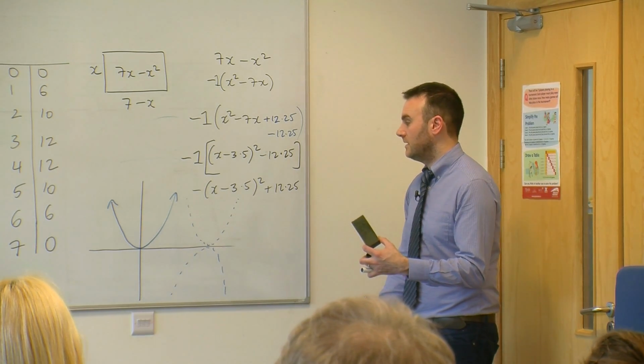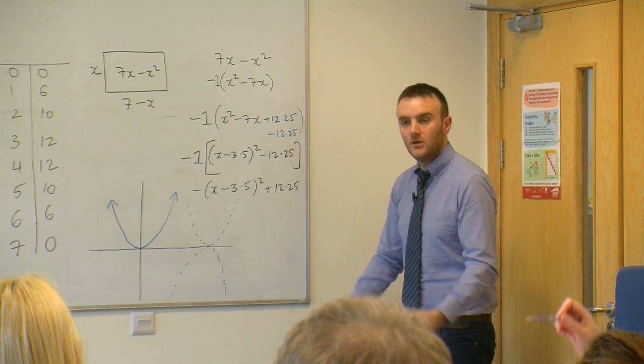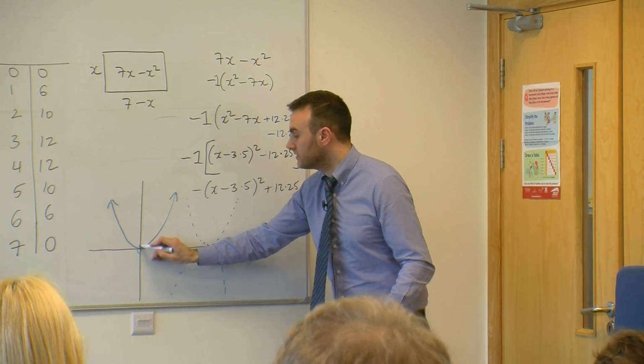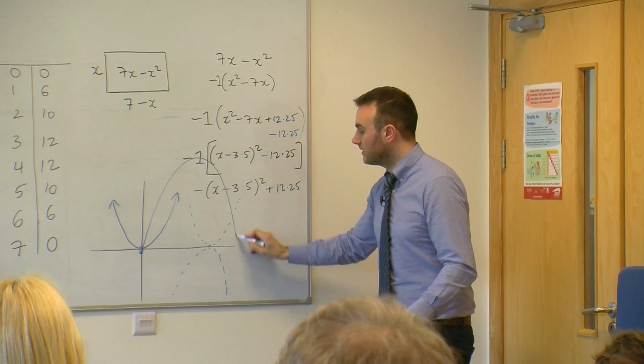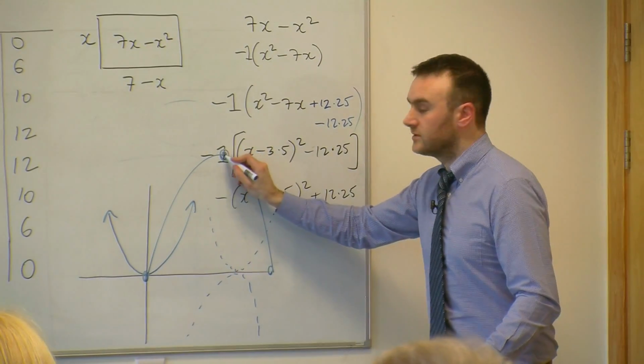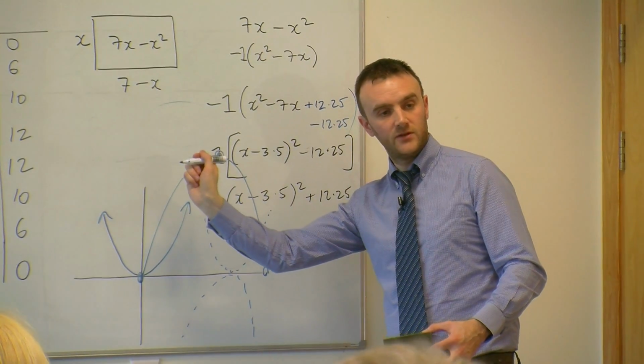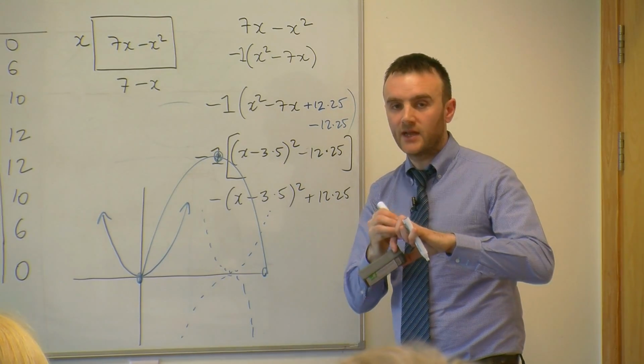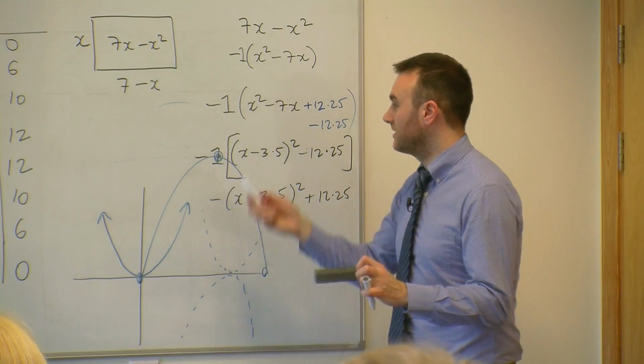Inverts it. And what about plus 12.25? Moves the whole thing up 12.25 units. So you can see eventually it comes up here. And right up there is where the max occurs, and that's our 12.25. Of course calculus is the best, because look at all that work.